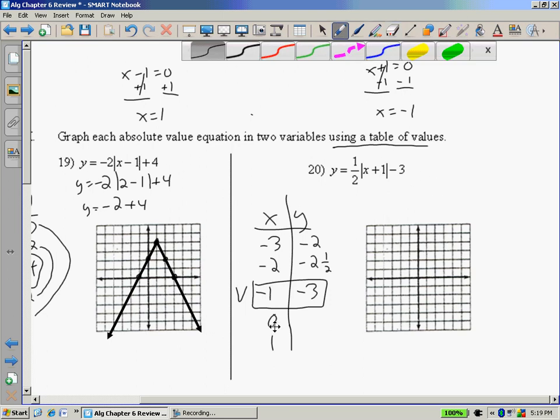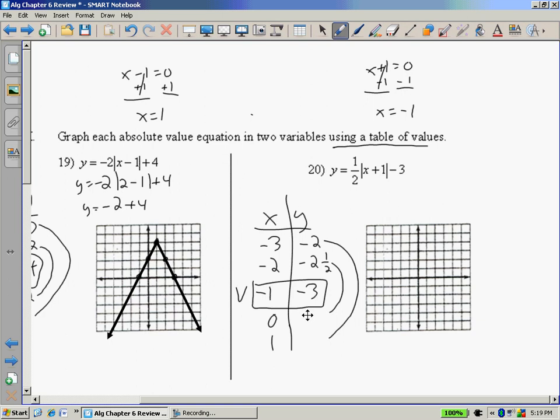So now we need to plug in 0. What should happen is we should have some symmetry here. This should be negative 2 and 1/2. This should be negative 2. If that's not correct, then something has gone wrong. We need to go back and check our vertex, and then check to make sure that we've plugged these in correctly. Now let's plug in 0 and see what happens.